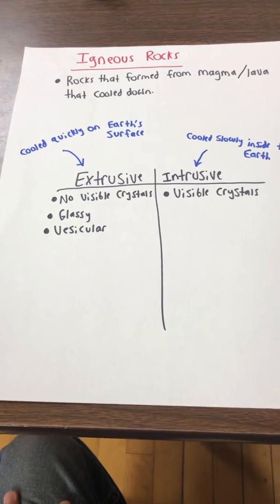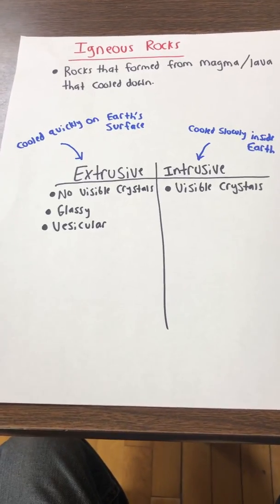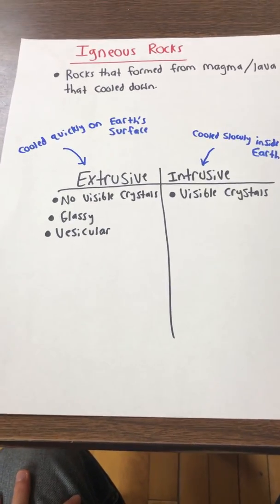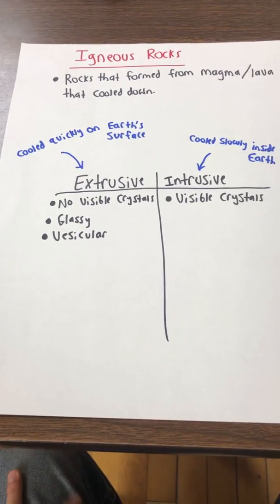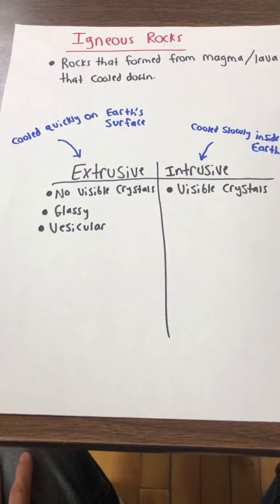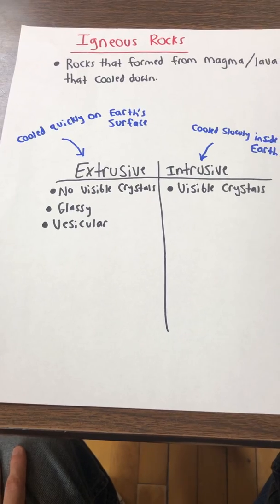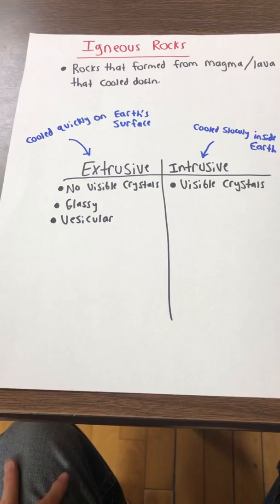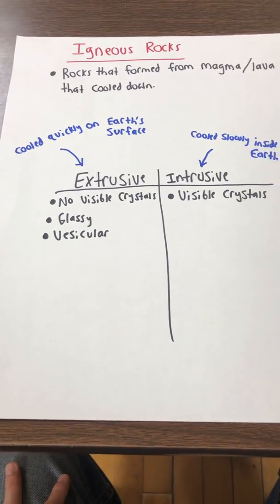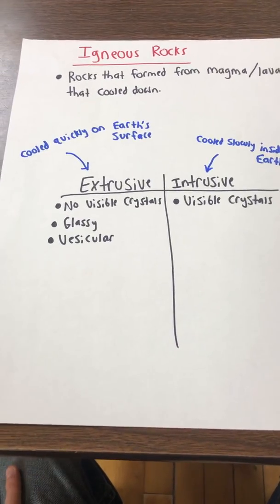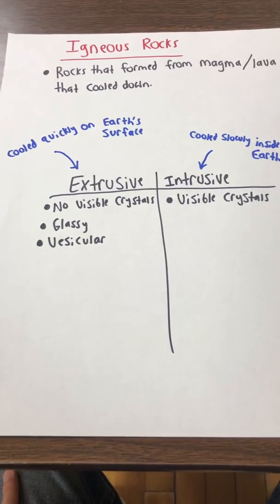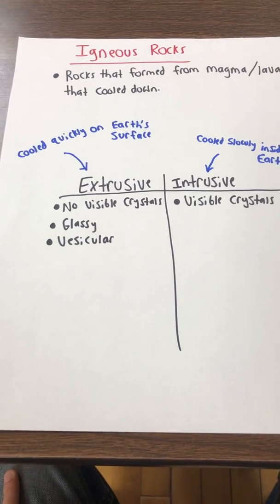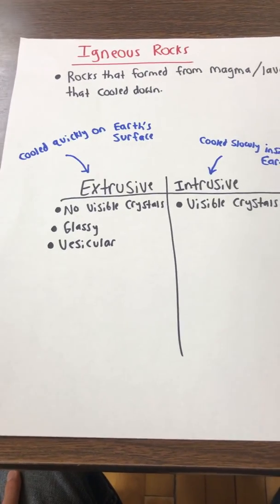Hey guys, so in this video we're going to talk about igneous rocks, okay? And we're going to sort igneous rocks into two different categories called extrusive and intrusive igneous rocks, okay? So real quick, just a quick reminder, igneous rocks are rocks that formed from magma or lava that cooled down, okay? So essentially we've got rocks that were at one point in liquid form, right? When we have magma or lava. And then over time, that magma and lava cooled down and solidified and became an igneous rock.